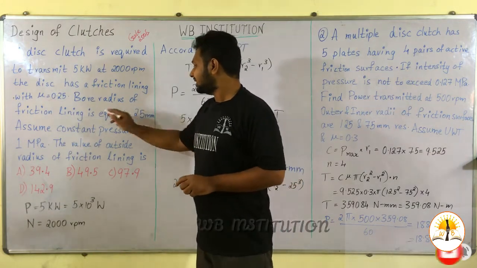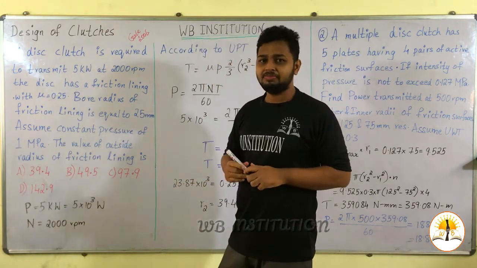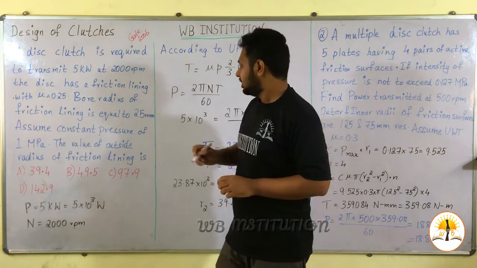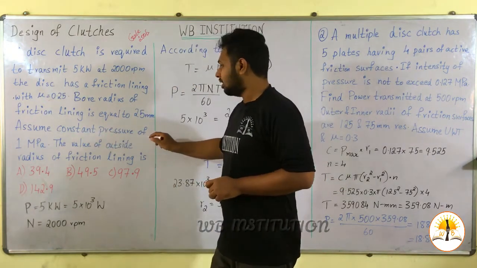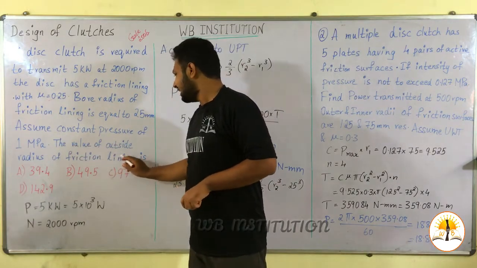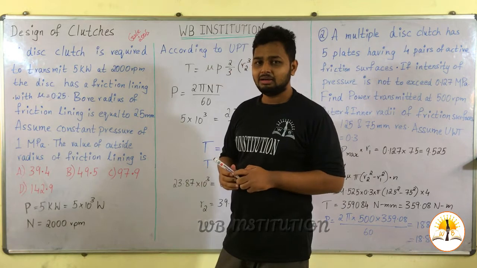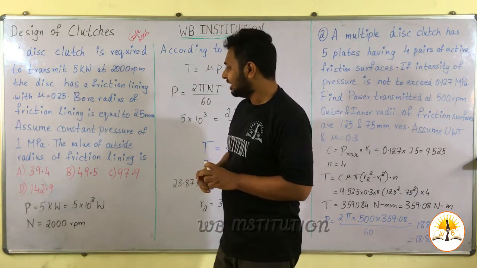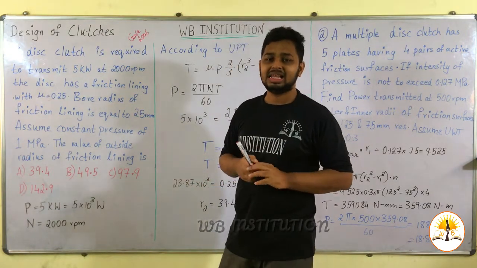Bore radius of friction lining is equal to 25 mm, that is the smaller radius. Assume constant pressure of 1 megapascal. The value of outside radius of friction lining is dash. So they have asked us to find out the value of the outer radius of the friction lining.